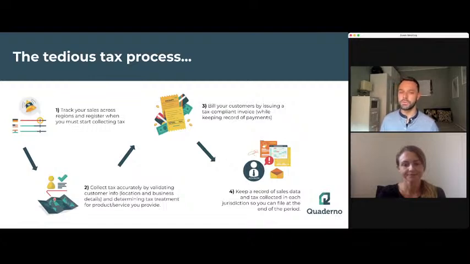First, you need to track and register. Okay, so that means that you're proactively tracking your sales across all of the regions or tax jurisdictions that you're selling in, and then registering your business to collect tax once you pass a certain threshold in that region. Okay, and in order to be able to collect tax, which is step number 2, there's a couple different elements there that you need to keep in mind.